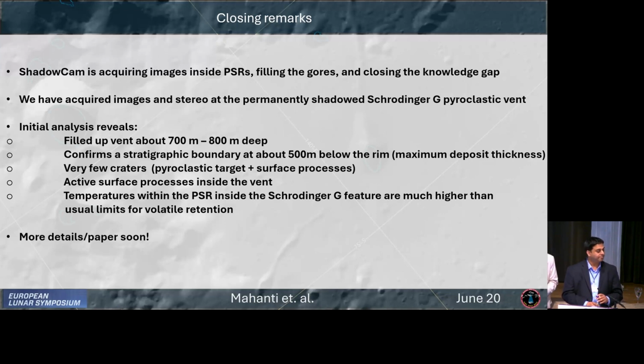Hi, Carl Hibbs, APL. Nice talk, really nice images. The question is on the rate of mass wasting, because you point out some of the temperatures are pretty warm for where water ice would be stable, but everything's very time dependent. So if mass wasting occurs relatively quickly, water ice could remain stable long enough to be buried. Do you have any insights into the rate of mass wasting in the pyroclastic vent? Not at this point. Okay, thank you.